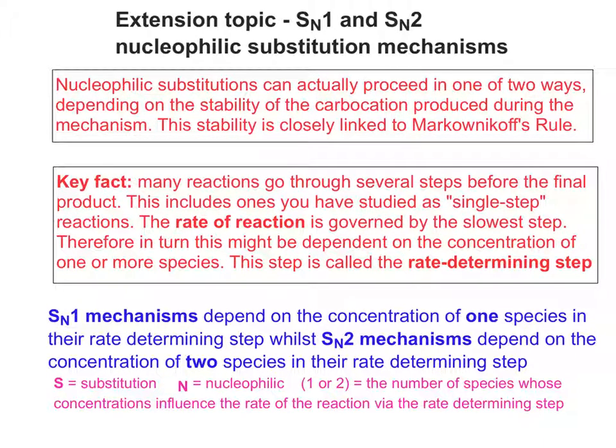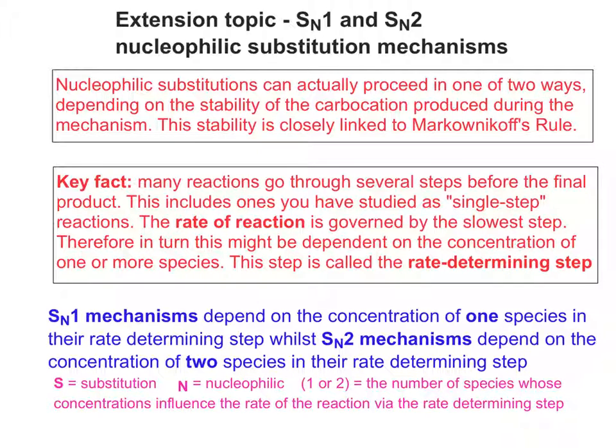And there's a little key at the bottom of the page that explains what the parts of Sn1 and Sn2 terms actually mean. The S stands for substitution, the subscript N, capital N, stands for nucleophilic, and the number 1 or 2 equals the number of species whose concentrations influence the rate of the reaction via the rate-determining step.